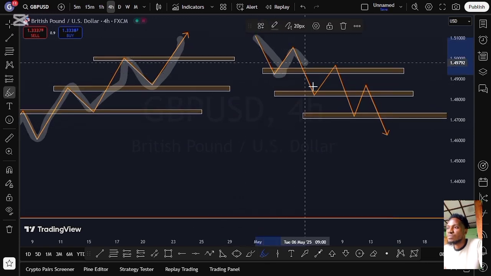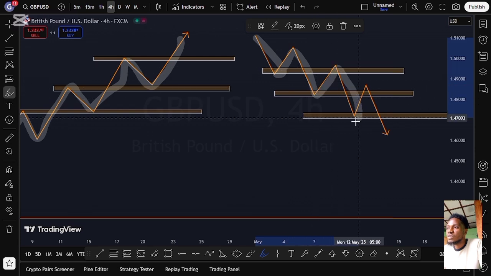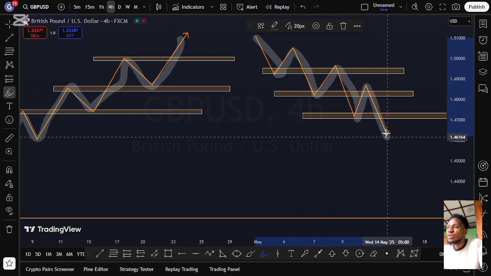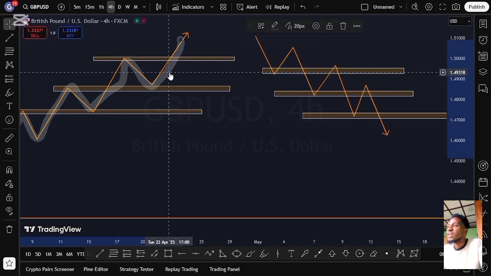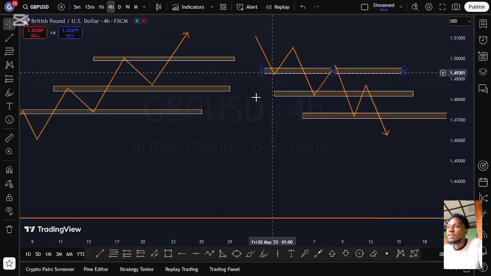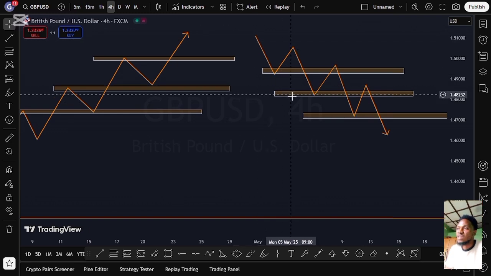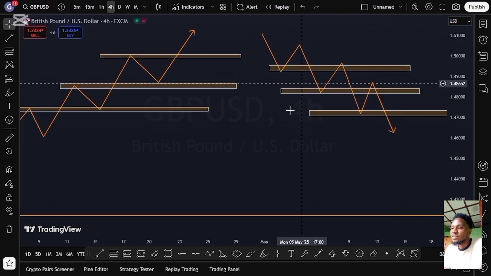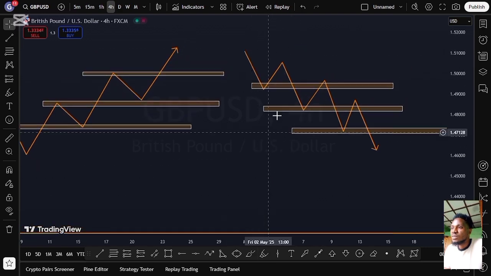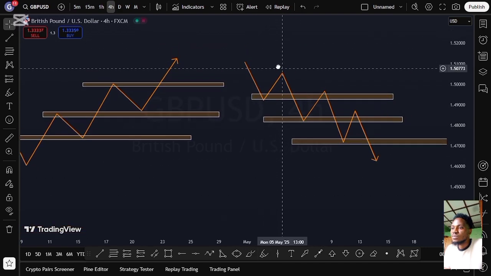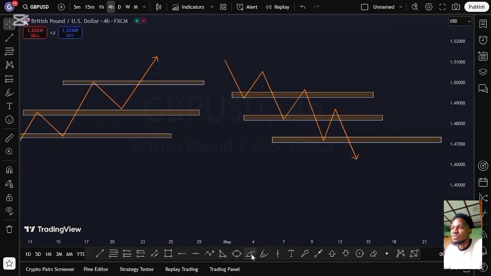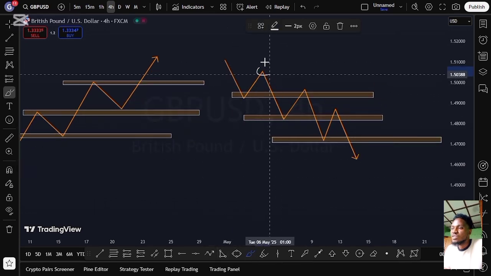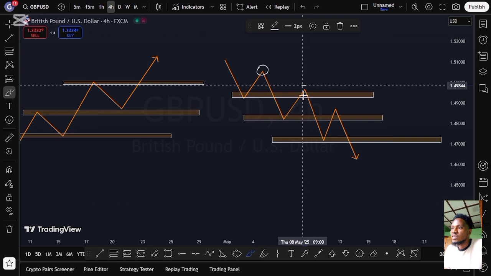Impulsive, correction, impulsive, correction, impulsive. All we want to be doing is selling in this market. In a bull market we are buying all the dips, and in a bearish market we are selling all the rallies. So we'll be selling from this top right here. Sorry, the internet is messing up. My internet is not picking up. Okay, so we'll sell here, we'll sell here.